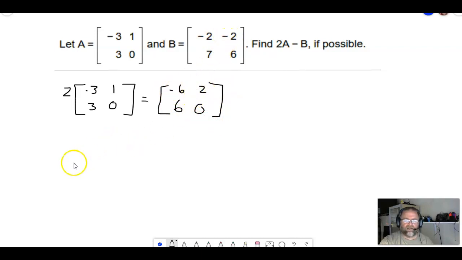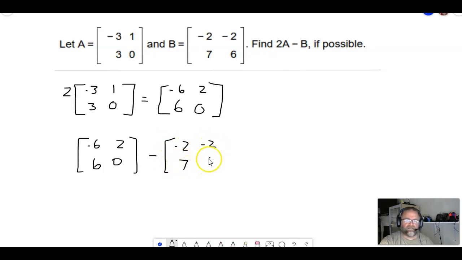And then here's b right here. So let's do 2a minus b. Let's put our 2a first: -6, 2, 6, 0. And then we're going to do a subtraction sign, and we're going to do b. And b is -2, -2, 7, 6. And when we do addition or subtraction, our new matrix is always going to be the same size as the ones that we use. So the new matrix is also going to be a 2 by 2 matrix, and it's going to have 4 values. So let's figure out what those values are.